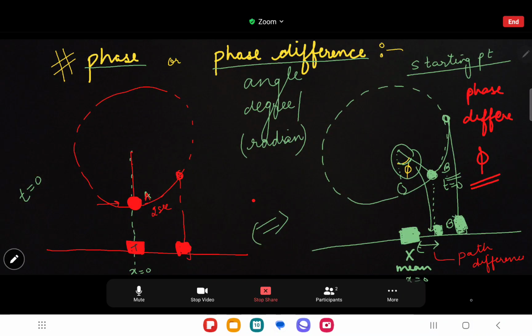Yeah. Then we have waves. So how does it work now? Just see.